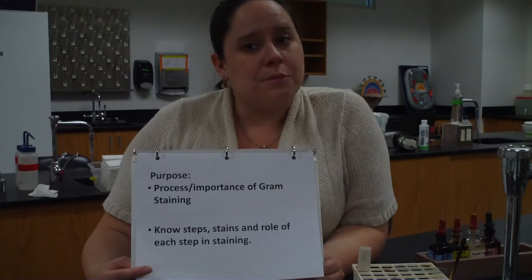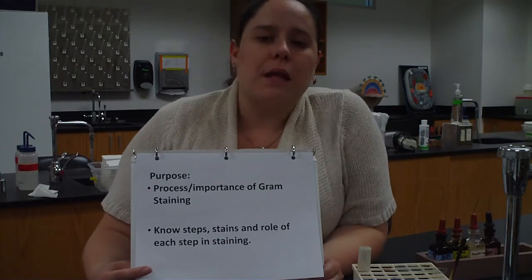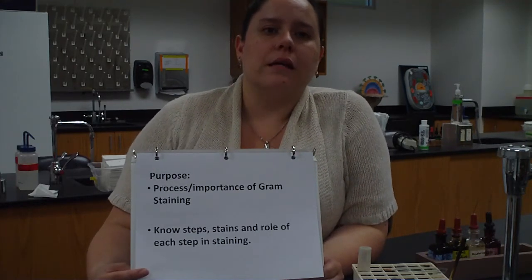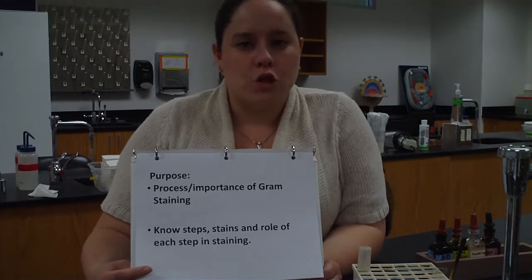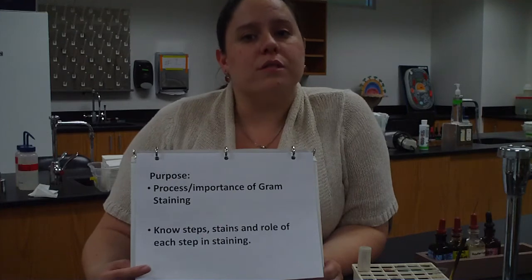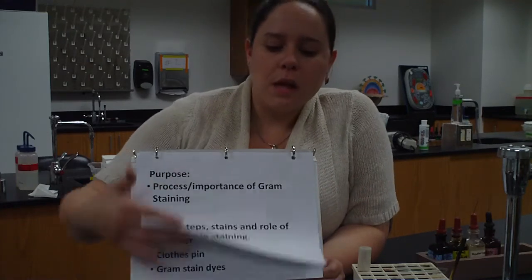Make sure you know the names of the stains and the roles that they play, meaning crystal violet is your primary stain and iodine is the mordant and that kind of thing. So make sure you read through your lab and make sure you get all those different parts and pieces down. So let's take a look.